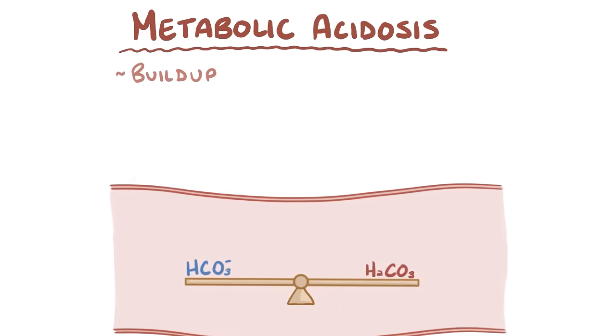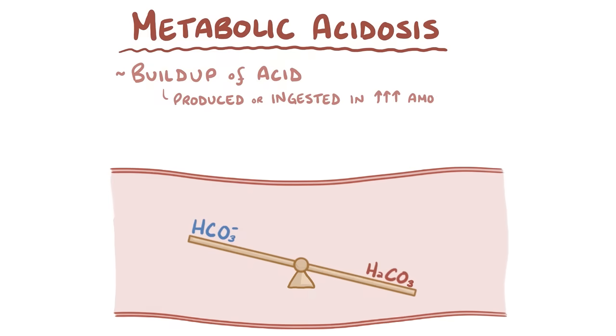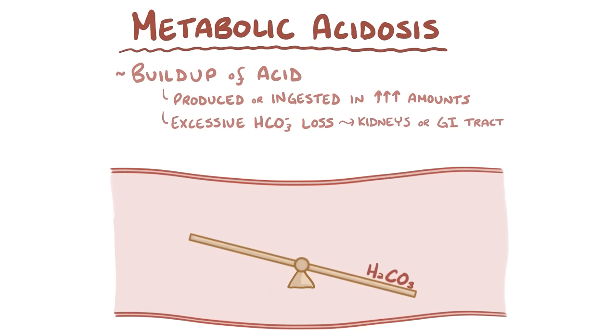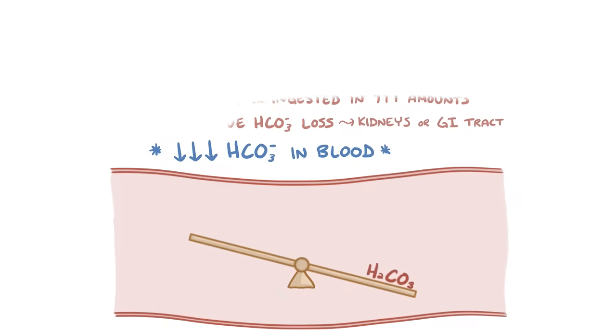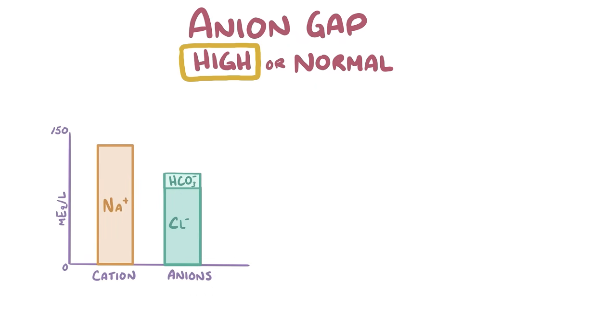So basically, metabolic acidosis arises either from a buildup of acid in our blood, which could be because it's produced or ingested in increased amounts, or because the body can't get rid of it, or from excessive bicarbonate loss from the kidneys or gastrointestinal tract. The main problem with all of this is that they lead to a primary decrease in the concentration of bicarbonate in the blood. Now, this can be broken down into 2 categories, based on whether the anion gap is high or normal. So the first category of metabolic acidosis is a high anion gap metabolic acidosis.